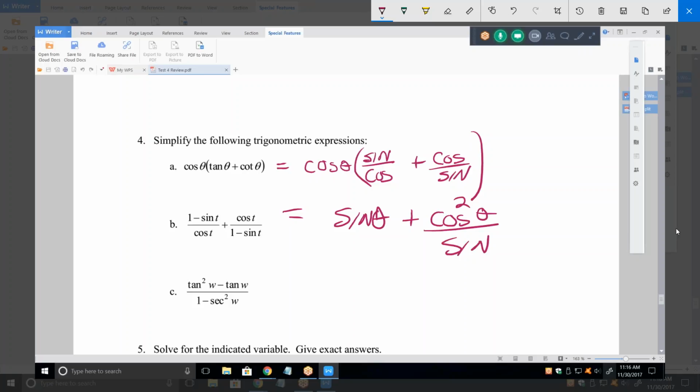Now what? You have to know your algebra pretty well in order to do trig expression simplification. How do I add these two things? Multiply by sine over cosine? Nope. How do I add these two things? This is not an equation. This is an expression.